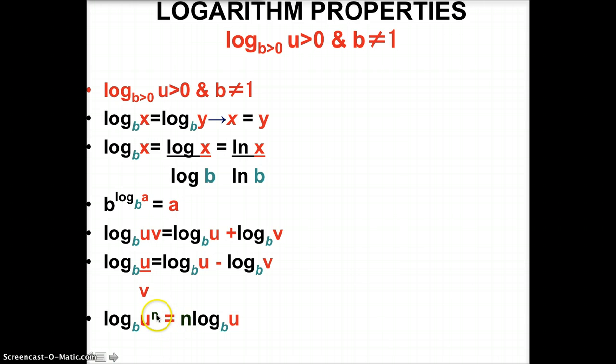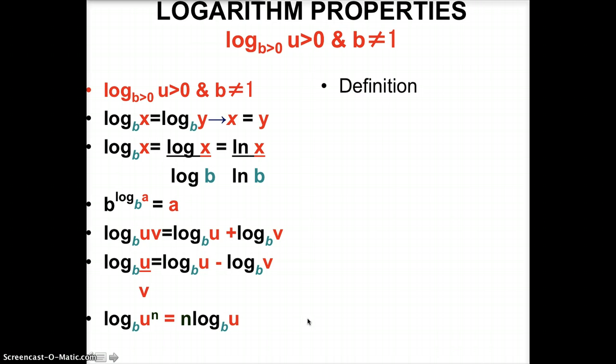And the last one is the power rule, and that's log base b of u to the n. The power here, n, goes out to the front as a multiplication. So I have n times log base b of u. A lot of times people confuse this with other log rules, and we'll compare those in a little bit.